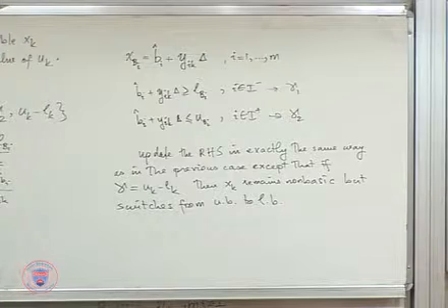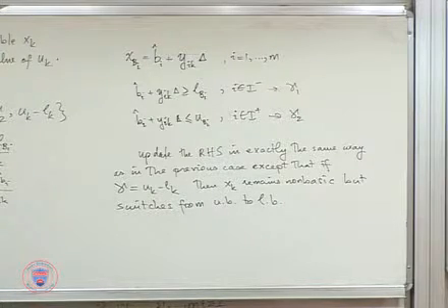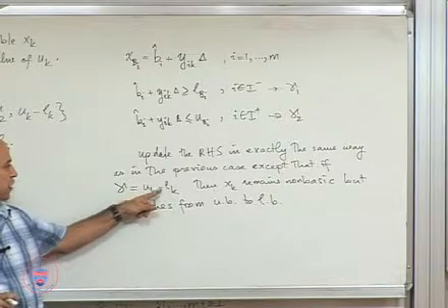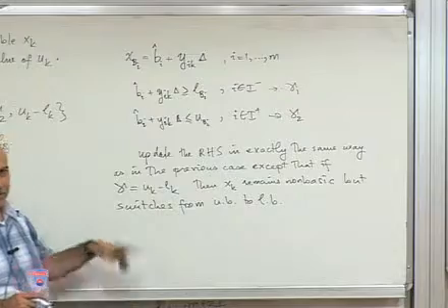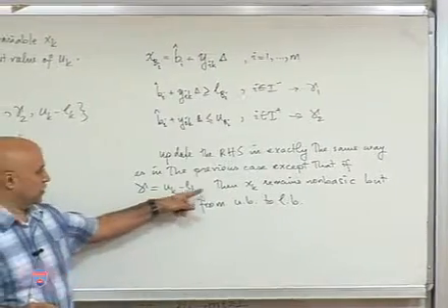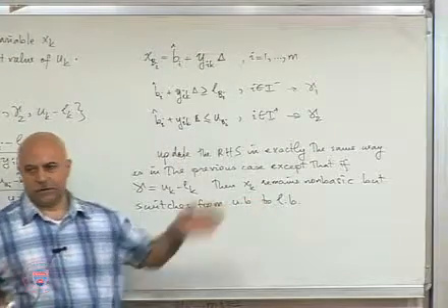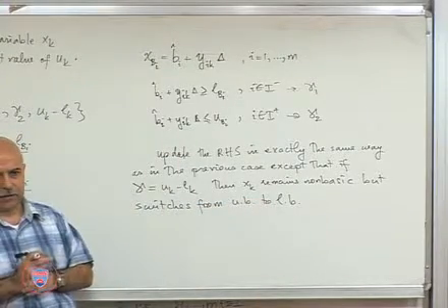So the updating is almost the same, except for the case of gamma defined by u_k minus l_k. If this is the situation, then of course x_k remains non-basic, but switches from the upper bound to the lower bound. So that's the only thing you need to pay attention to.